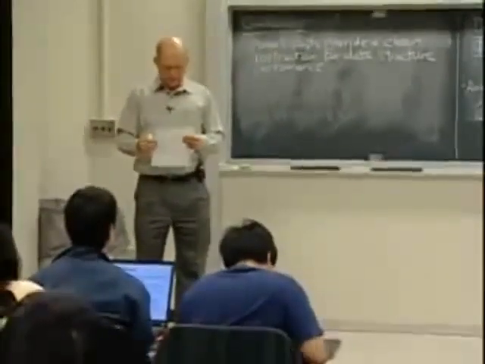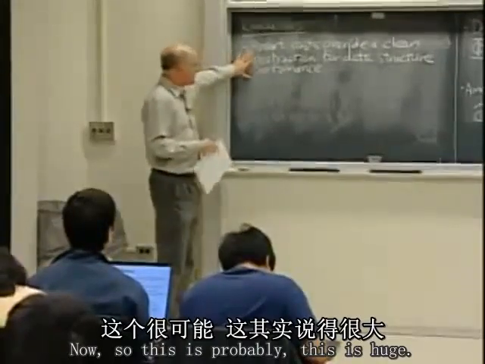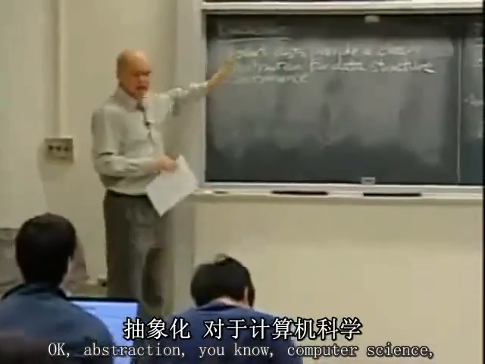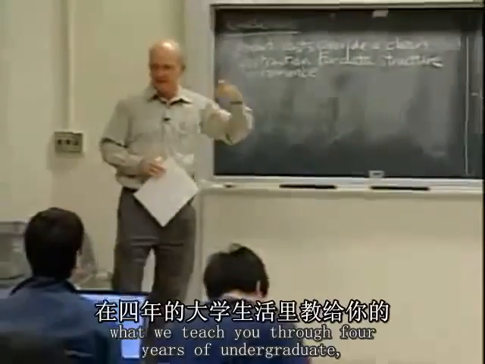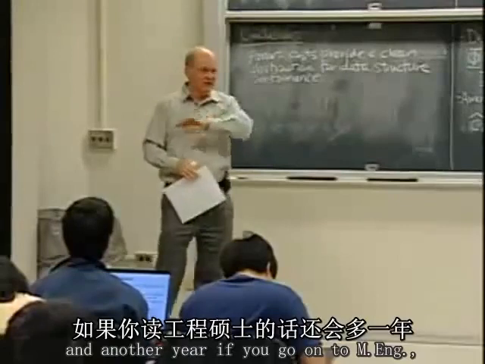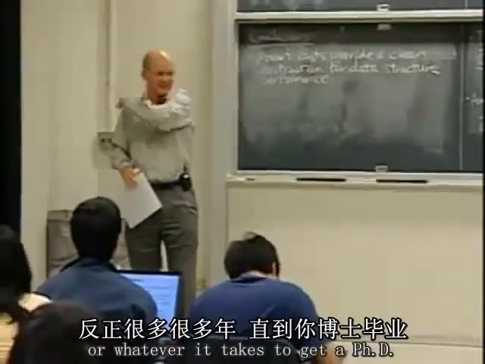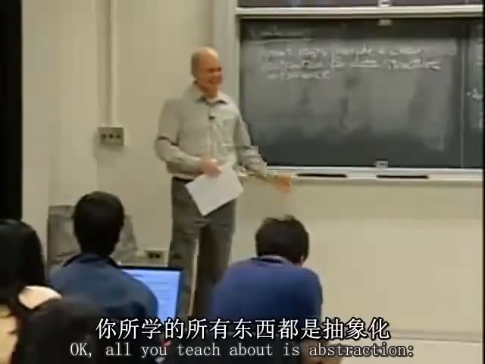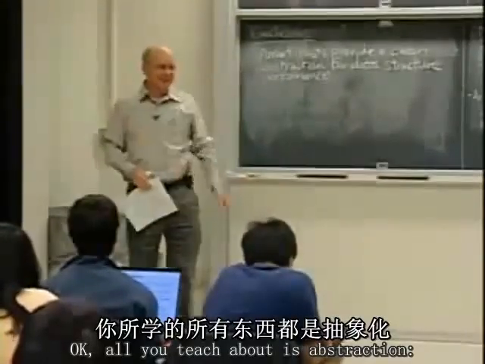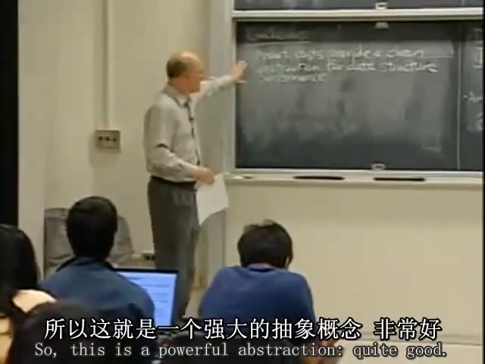Now, this is huge. Abstraction: computer science, what we teach you through 4 years of undergraduate, and another year if you go on to MEng, and if you get a PhD, it's another 15 years or whatever it takes to get a PhD. All we teach about is abstraction. Abstraction, abstraction, abstraction. So this is a powerful abstraction.